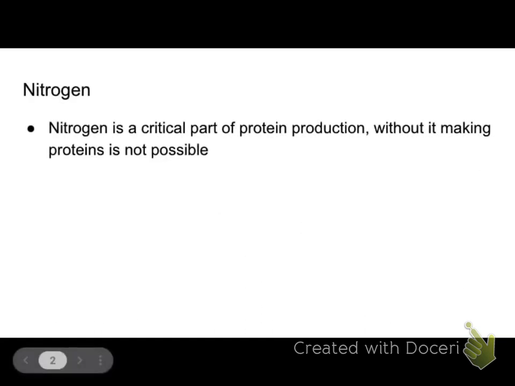Nitrogen. Nitrogen is a critical part of protein production. Without nitrogen, it is not possible for plants or animals to make proteins. And as you know from our learning about proteins, proteins are the basic building blocks from which we build our body structures. So if we didn't have proteins, it would be a pretty big deal.